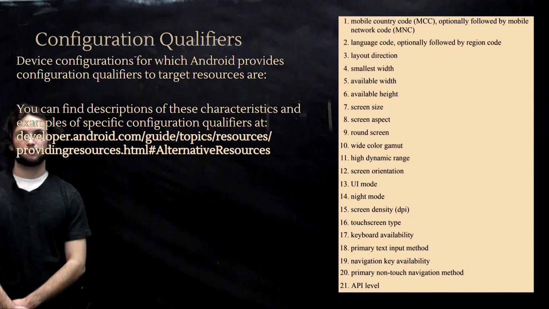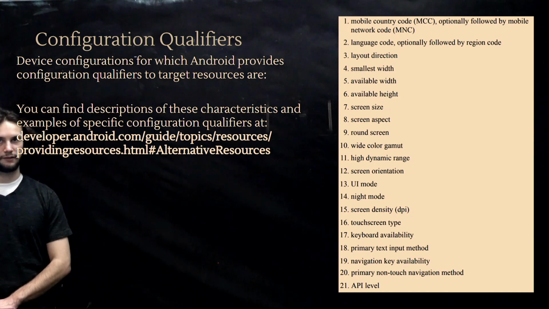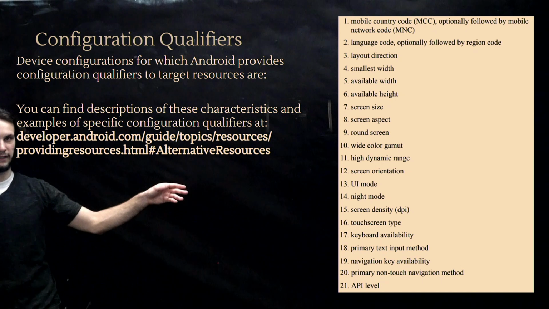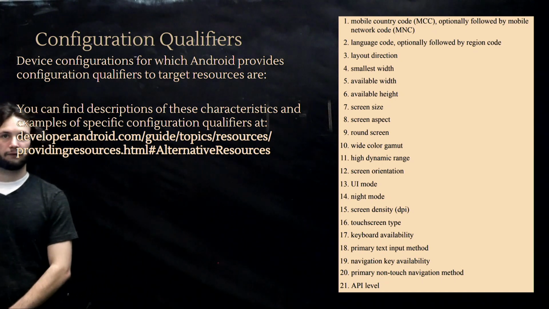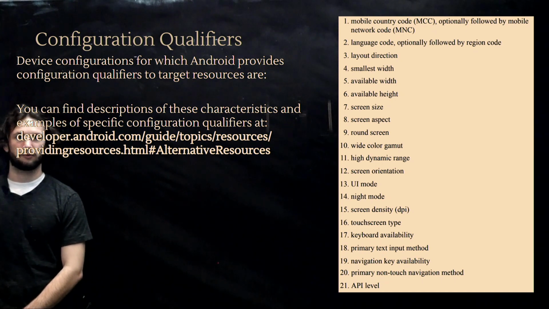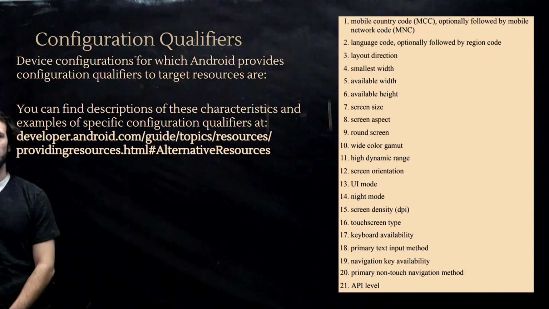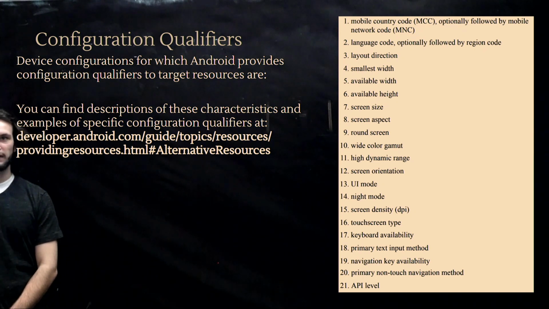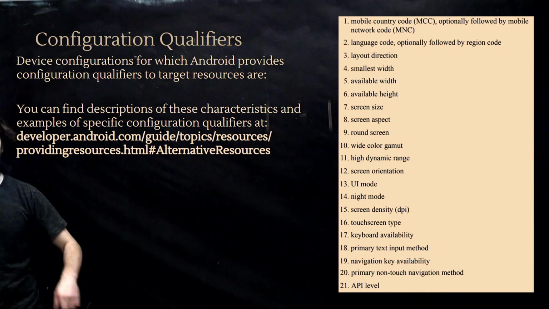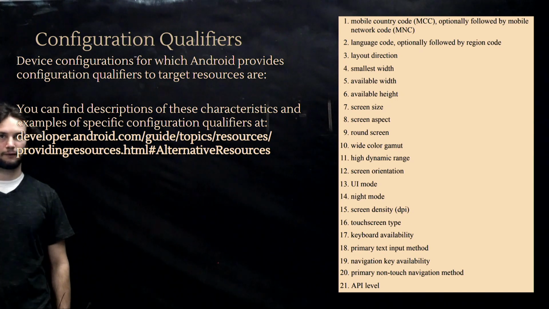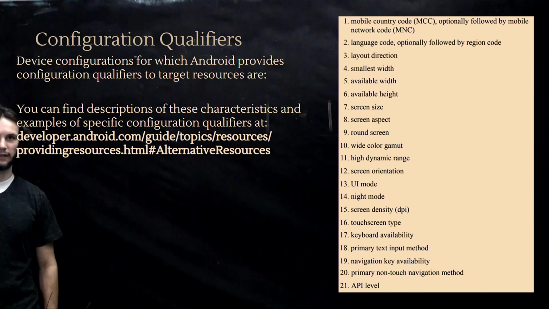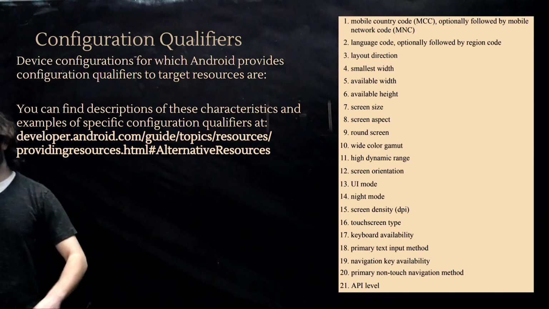Device configurations for which Android provides configuration qualifiers to target resources are listed in the image to the right here. For the example we're going to be doing in this chapter, we're really only going to be using 2. You could find descriptions for all these in the link provided here, but for our purposes today, we are not going to be going over all this stuff.